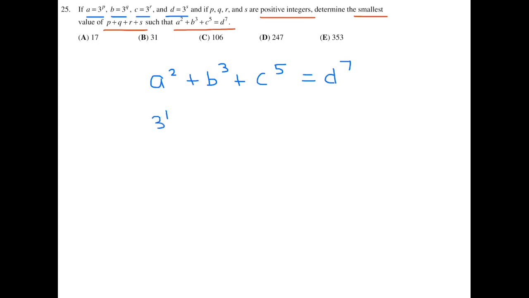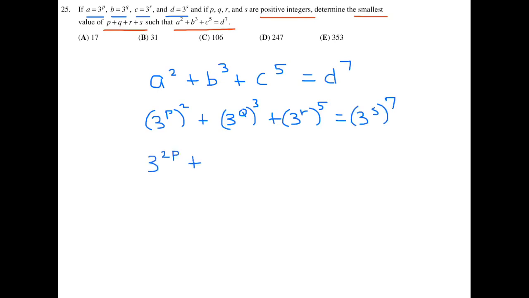So A is 3 to the power of P, all squared. B is 3 to the power of Q, all cubed. C is 3 to the power of R to the power of 5. And D is 3 to the power of S to the power of 7. So this becomes 3^(2P) plus 3^(3Q) plus 3^(5R) equals 3^(7S).